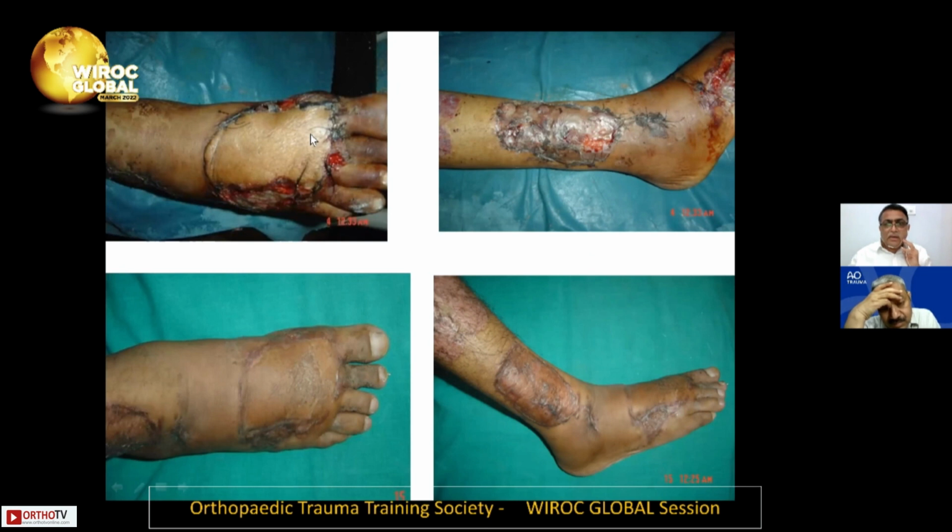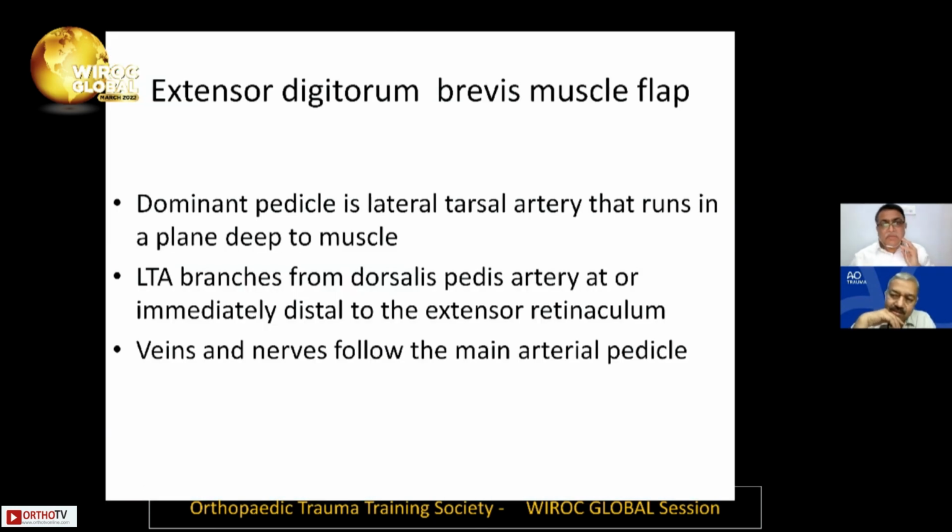This is the early result over the recipient area, the donor side, and the healed defect after the 4 weeks period. The primary stabilization with the K-wires is equally important for the bony structures. So this is one of the examples.